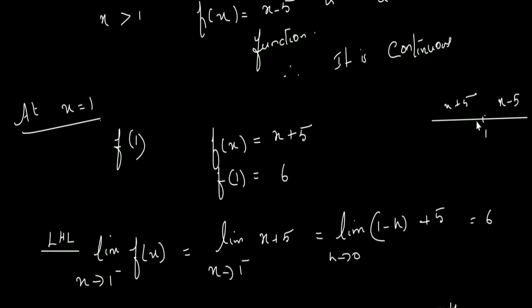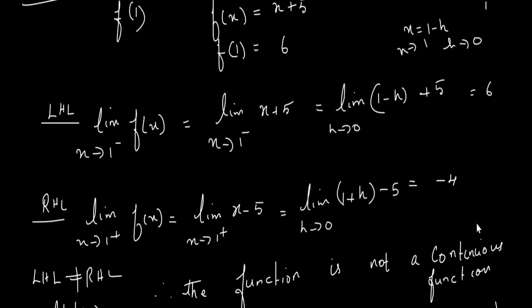Now the left side, left limit, x tends to 1 minus. The left limit is x plus 5. So substitute x as 1 minus h. When x tends to 1, h will tend to 0. So put h is 0, it will become 1 plus 5, that is 6. So the left hand limit is equal to 6.